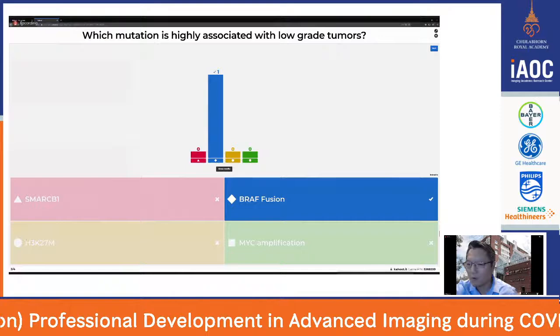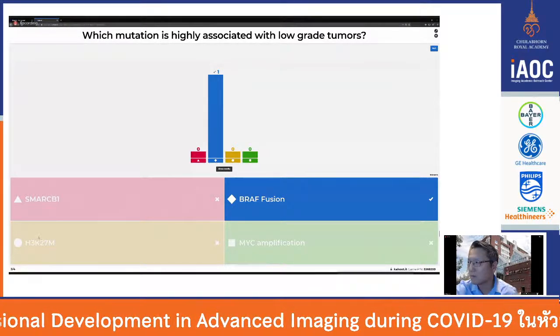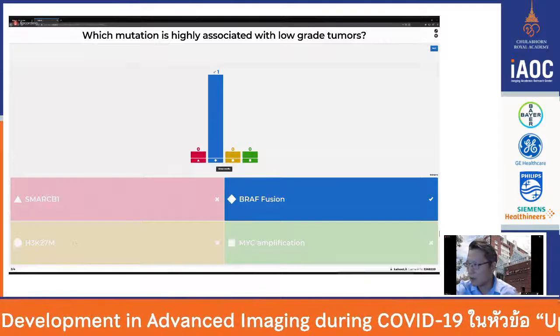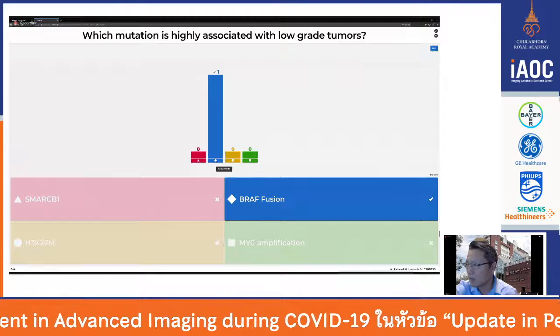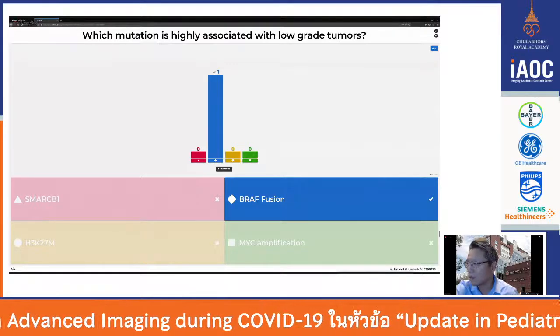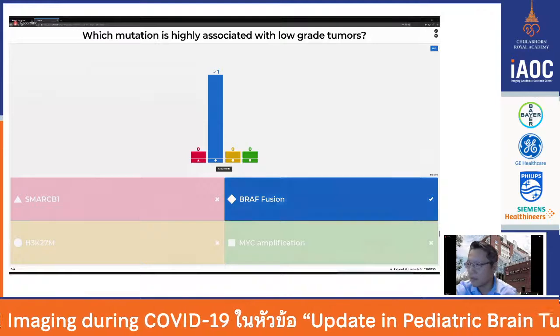H3K27M, again, remember, histone mutation associated with diffuse midline gliomas, very poor outcome, probably patient death within 2 years. And then the MYC amplification can be seen with medulloblastomas in group 3s and usually associated with very high risk, so usually poor outcome. So BRAF fusion is the correct answer here.